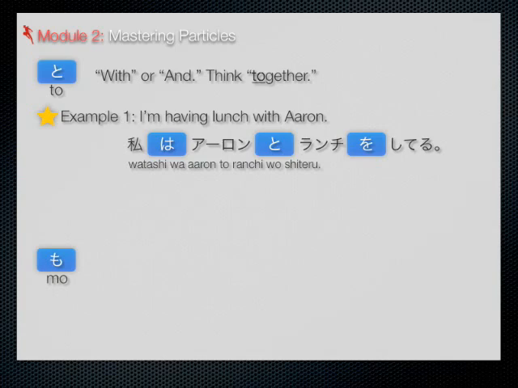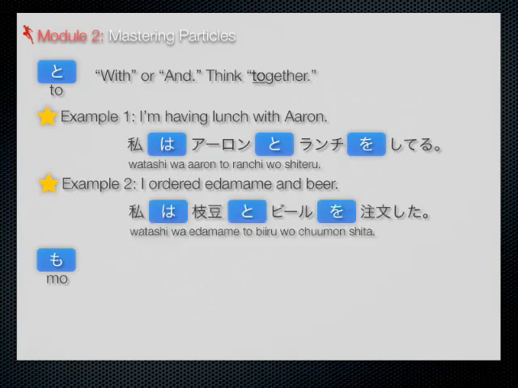Now let's look at another example where to is used to mean and. So if I wanted to say, I ordered edamame and beer, maybe you're talking about your night out on the town and what you had at the izakaya in Shibuya. You could say, watashi wa edamame to biiru o chumon shita. So, I ordered edamame and beer.